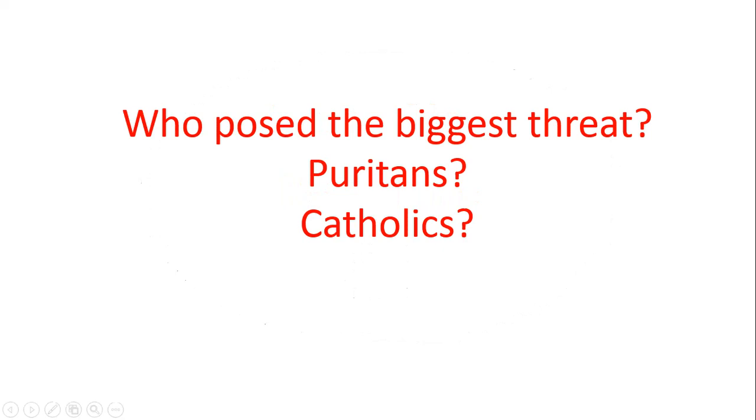Okay, welcome back. You should have filled in your table on the Puritan threat and the Catholic threat. We want to think now, just at the end of this lesson, who posed the biggest threat? Well, probably in 1559 and 1560, the people who posed the biggest threat to the Elizabethan religious settlement were in fact Puritans. People who were pushing for the settlement to be as Protestant as possible. The reason they posed the biggest threat is because Elizabeth had to listen to them.